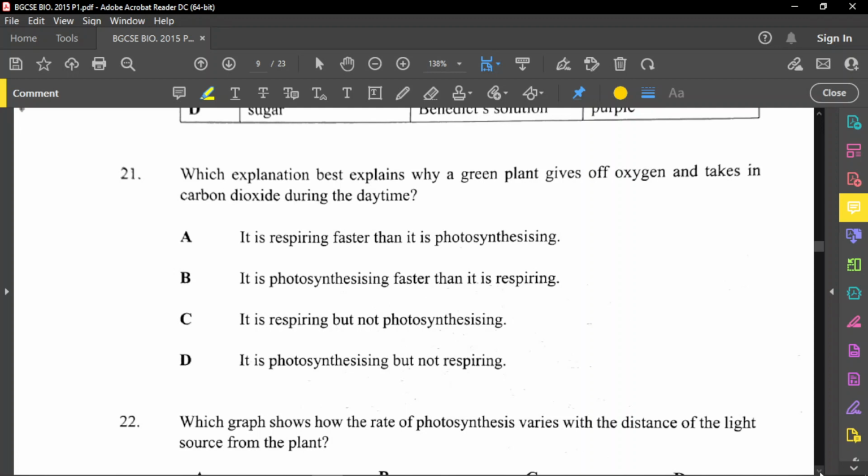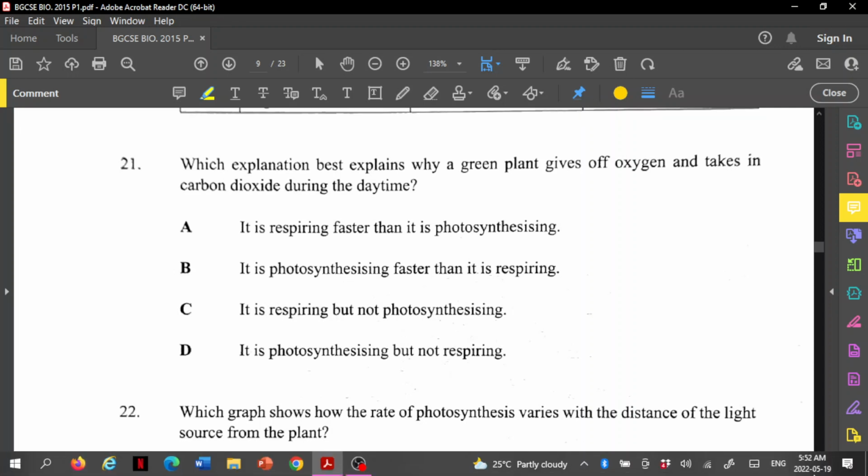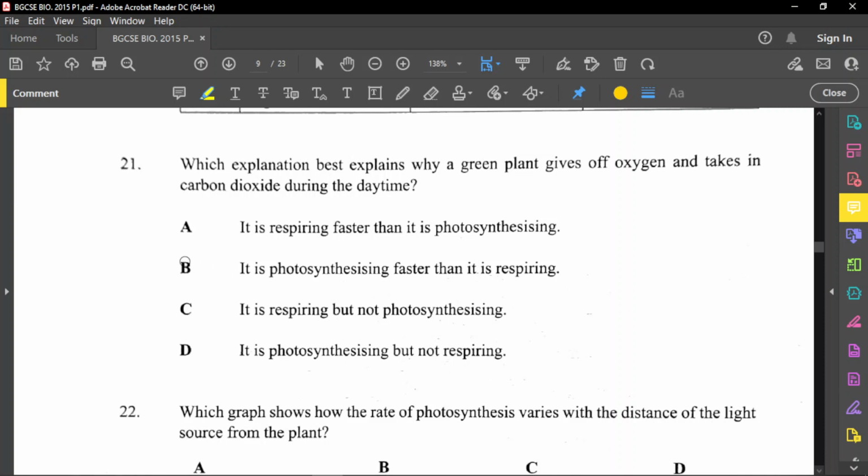So when a lot of light is present, what is going to happen here? The plant will photosynthesize, and it will photosynthesize more than it respires. So definitely oxygen will be given off because the plant will make oxygen, but it only uses a small percentage of that oxygen for respiration. So the excess oxygen will be given off during the daytime because a lot of photosynthesis is going on.